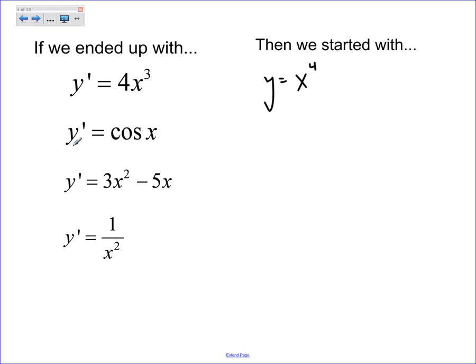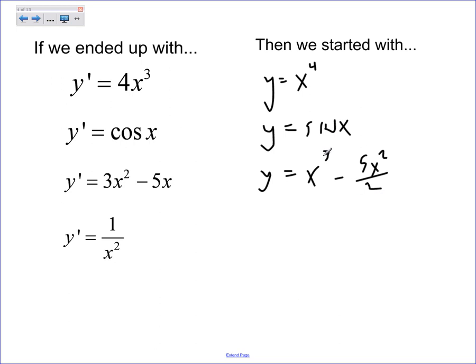What's the derivative of x to the fourth? 4x cubed. If we took the derivative and we ended up with y prime equals the cosine of x, what did we start with? Y equals the sine of x, because the derivative of sine is cosine. If we took a derivative and we ended up with y prime equals 3x squared minus 5x, what did we start with? That's right. X cubed is the first part, minus 5x squared over 2.